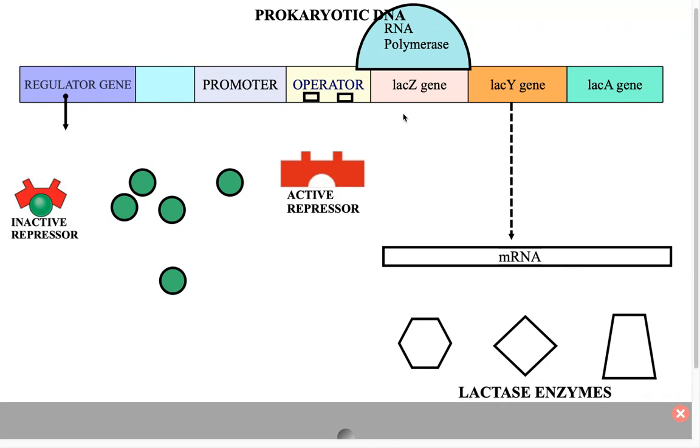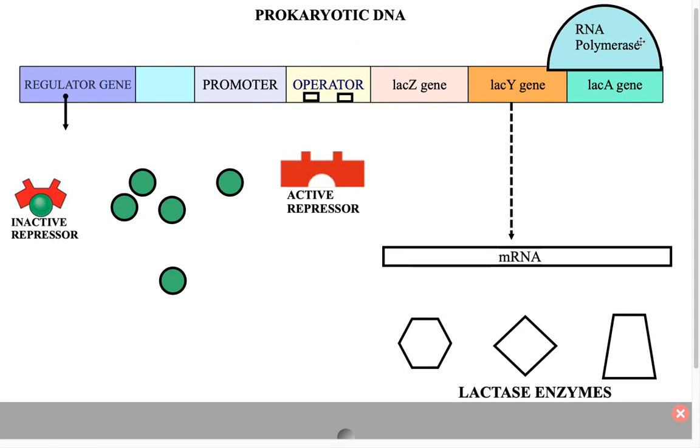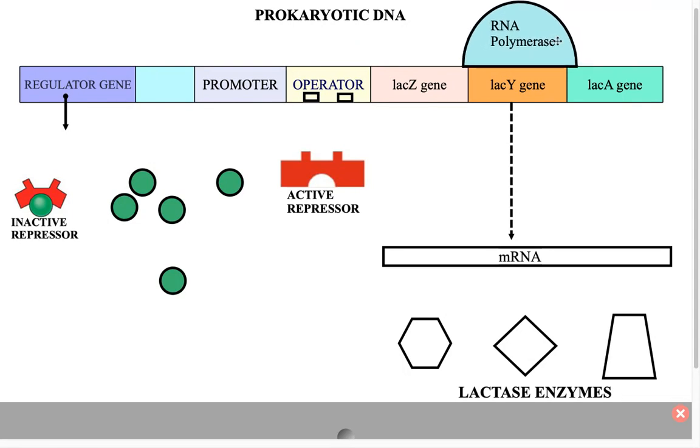The lac Y gene is going to code for beta galactoside permease. And what permeases do is they allow more of that type of material into the cell. So in this case, beta galactoside permease means it's going to let more beta galactosides into the cell, aka sugars, aka lactose in this case. And this beta galactoside permease is represented by a diamond, and the beta galactosidase is represented by this hexagon here.